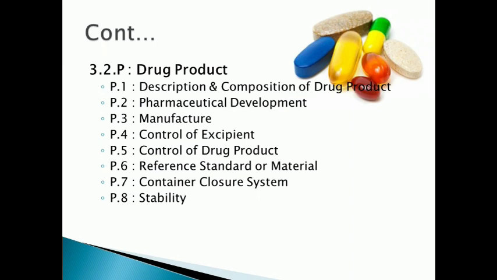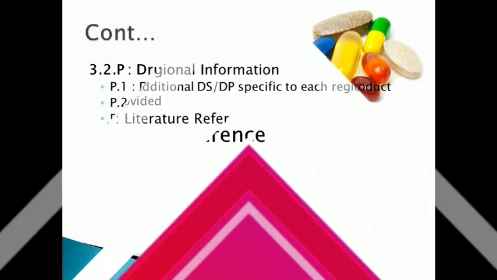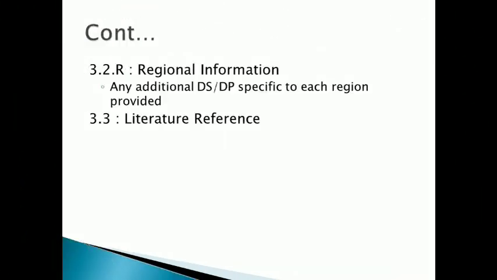Whereas the drug product part contains description and composition of the drug product, pharmaceutical development, manufacture, control of excipients. Here you can see we have not provided the control of drug substance because we have already covered that in the drug substance part. So only the control of excipients, then control of drug product, reference standard or material used for the drug product, container closure system of the drug product and stability data of the same. Apart from this common information, if any regional information is related to the drug substance or drug product, then it is provided in the regional information part.